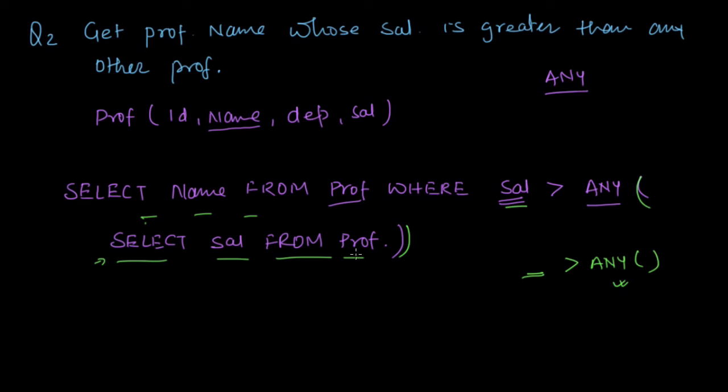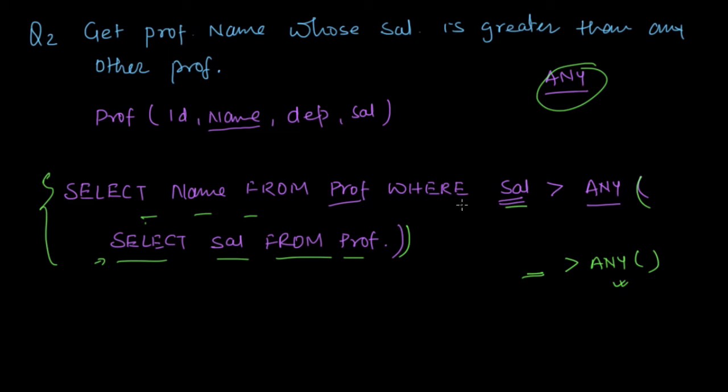So it will return the name for which the salary is at least greater than the minimum one. And if the salary of a record is the minimum, in that case it won't output any value for that record. So this query will return all the names which don't have the minimum salary. So we have to use the any operator like this.